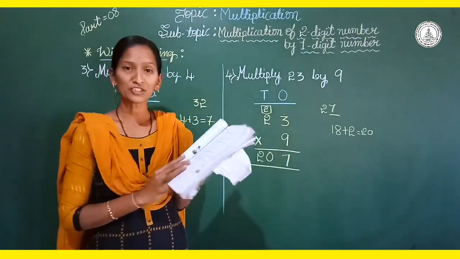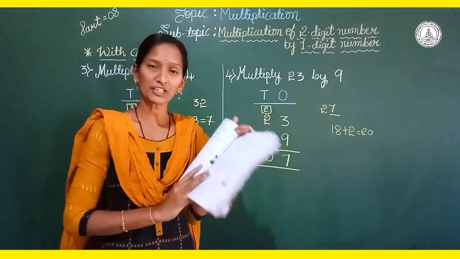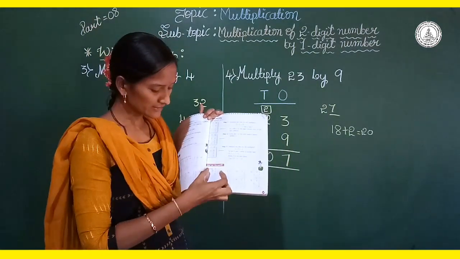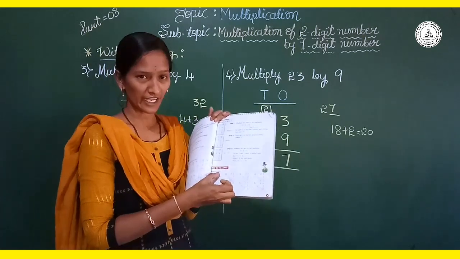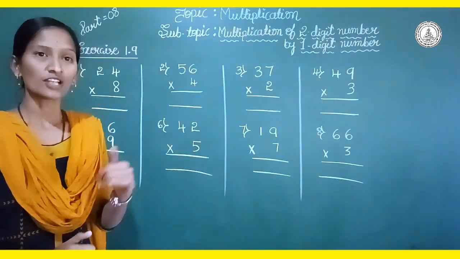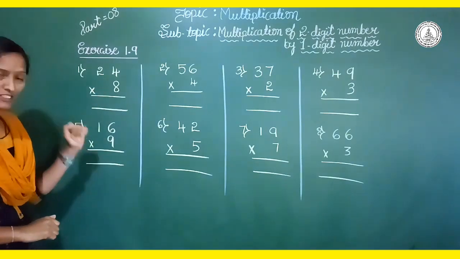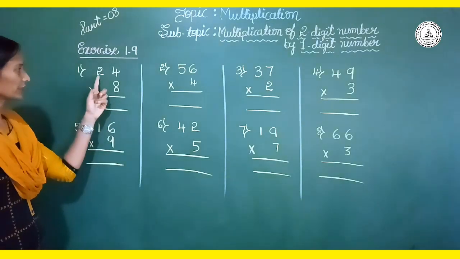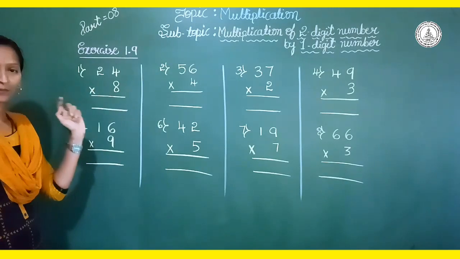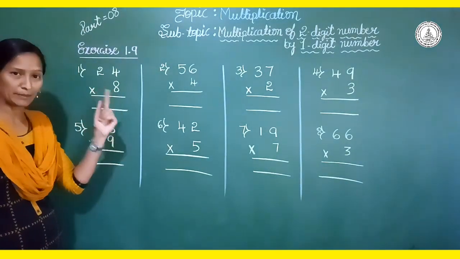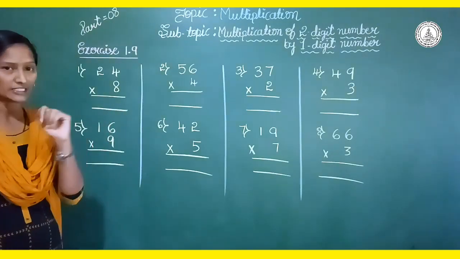So my dear students, now come to our textbook activity. This is on page number 79 in your textbook. Look here, this is page number 79 and this is exercise number 1.9. So come to the first problem, that is 24 into 8. In this problem, 24 is the multiplicand and 8 is the multiplier.